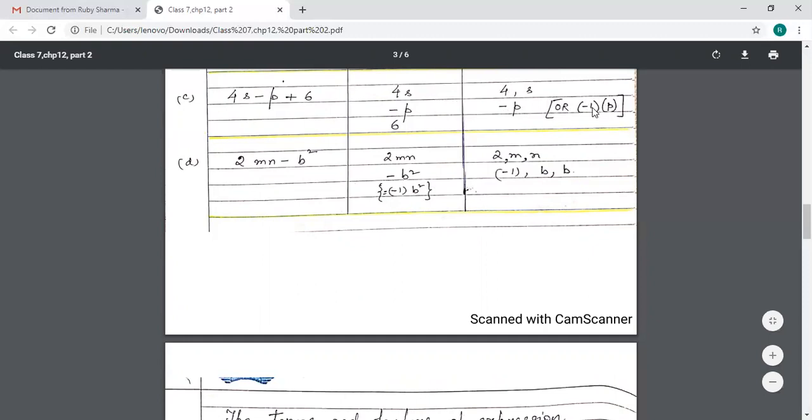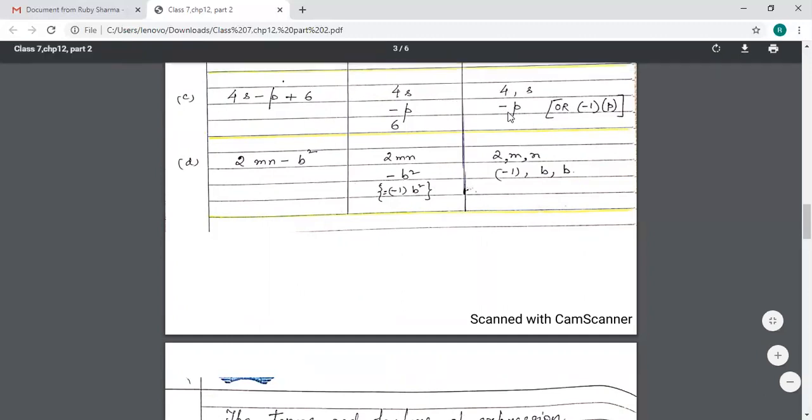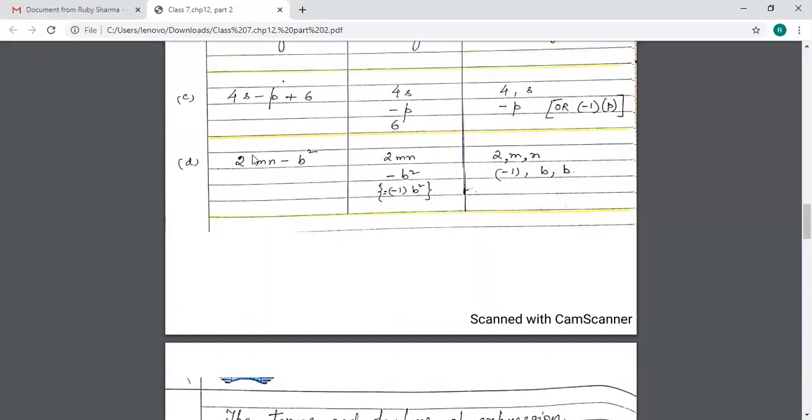So you can write these two as factors, or you can write straight away minus p only. But in this case, when it is 2mn minus b square, now 2mn is one term, minus b square is one term. I hope you're clear with that.